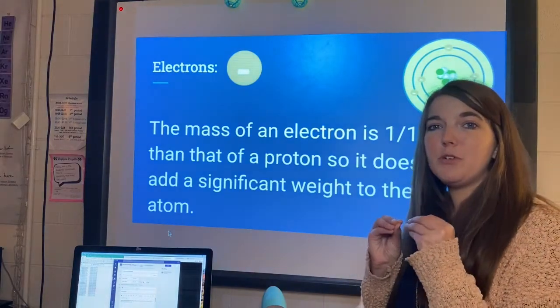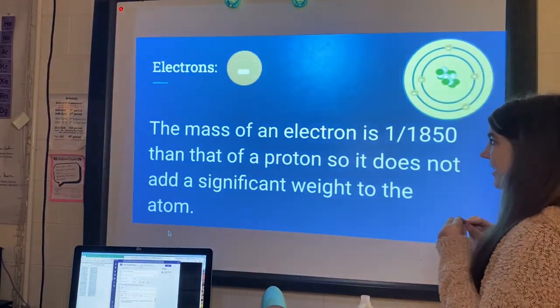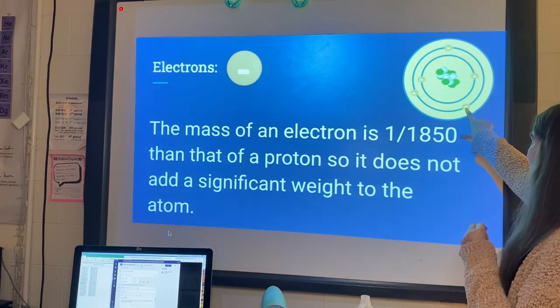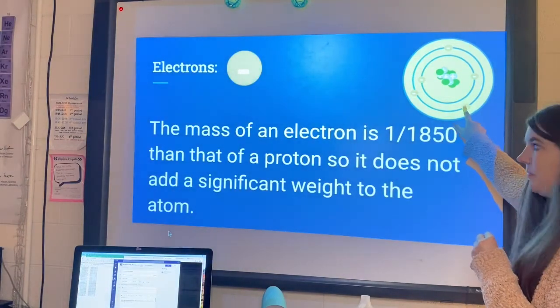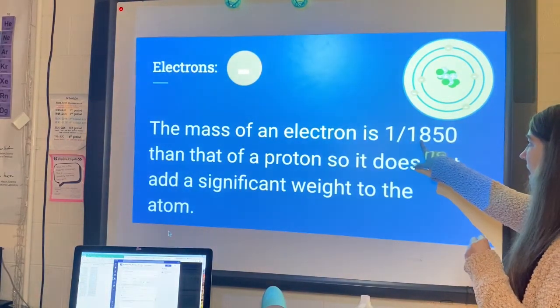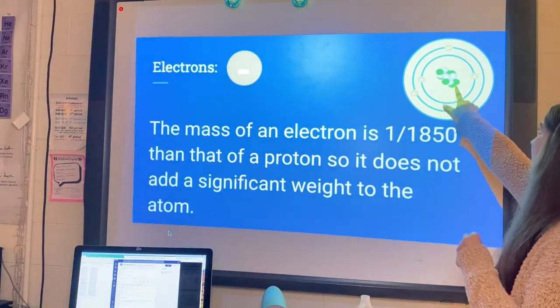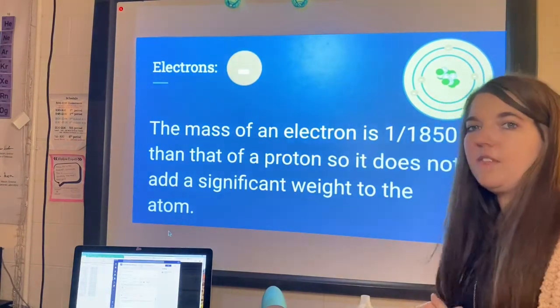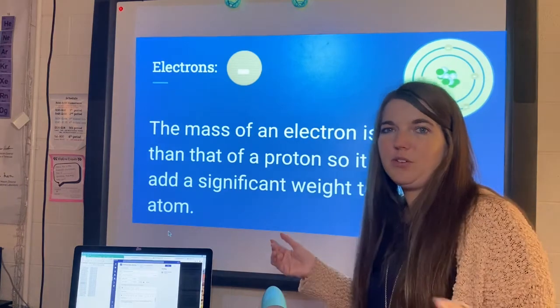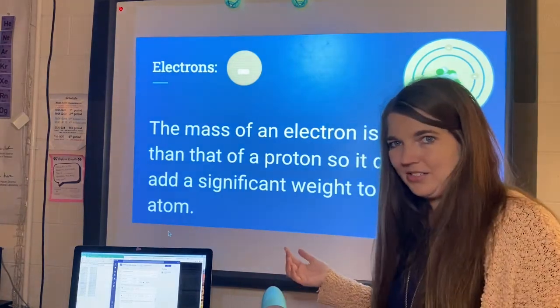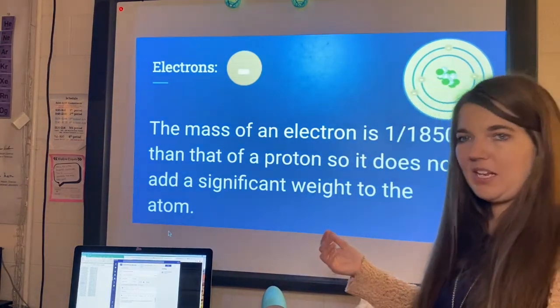Electrons are super, super tiny. Really, if I did this to scale, you wouldn't be able to see them, because they're 1,850th the size of a proton. So these are very, very tiny, and they're so tiny we just don't even weigh them. They don't add weight to the atom, so nobody measures that weight.